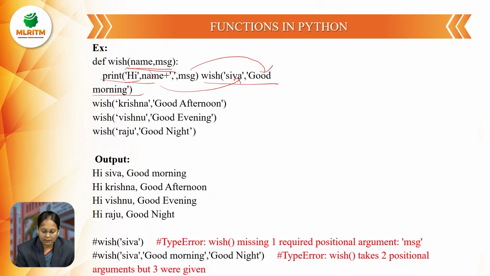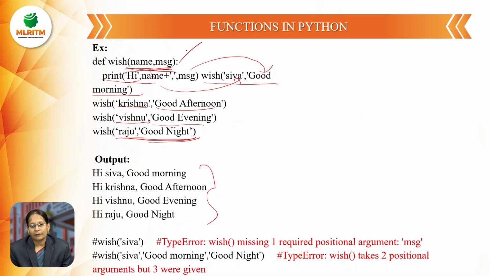So wish Krishna, comma, good afternoon, wish Vishnu, comma, good evening. So these are the name parameter. This is the message parameter. Then the output is this one. Suppose in function definition we have 2 arguments, and in function calling also we have 2 arguments. That's why it will not give any error. But if you write 3 arguments in the function call, then it will give an error. Why? Because we have only 2 arguments in the function definition.